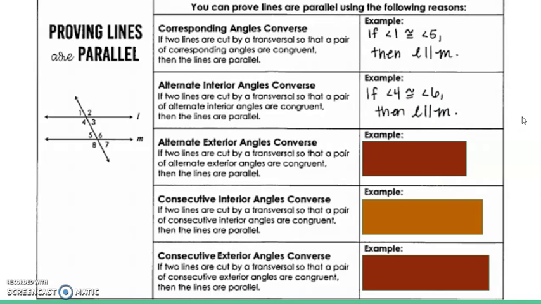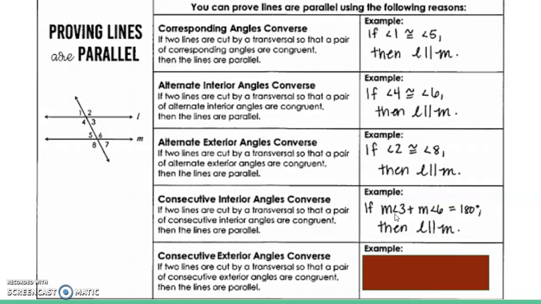Alternate exterior angles converse, if we have alternate exterior angles that are congruent, then our lines are parallel. So our example from the side is if angle 2 is congruent to angle 8, then line L is parallel to line M. For consecutive interior angles converse, if two angles are consecutive interior angles, those are our same side interior angles. If they are congruent, then our lines are parallel.